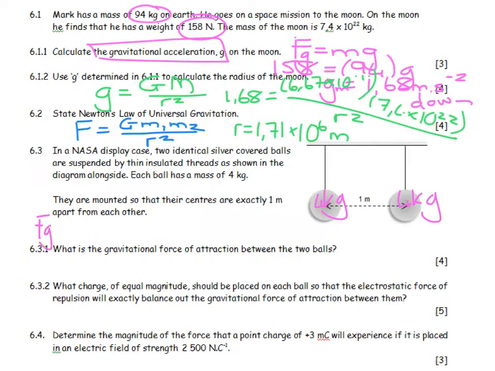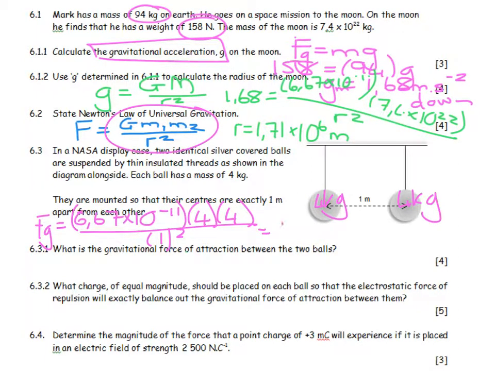So Fg is equal to, we've got the equation up there, substituting in 6,67 times 10 to the negative 11 multiplied by their masses and divided by 1 squared, and I land up with 1,07 times 10 to the negative 9 newtons. So that would be the attraction due to gravity. What charge of equal magnitude should be placed on each ball so that the electrostatic force of repulsion would exactly balance out the gravitational force?